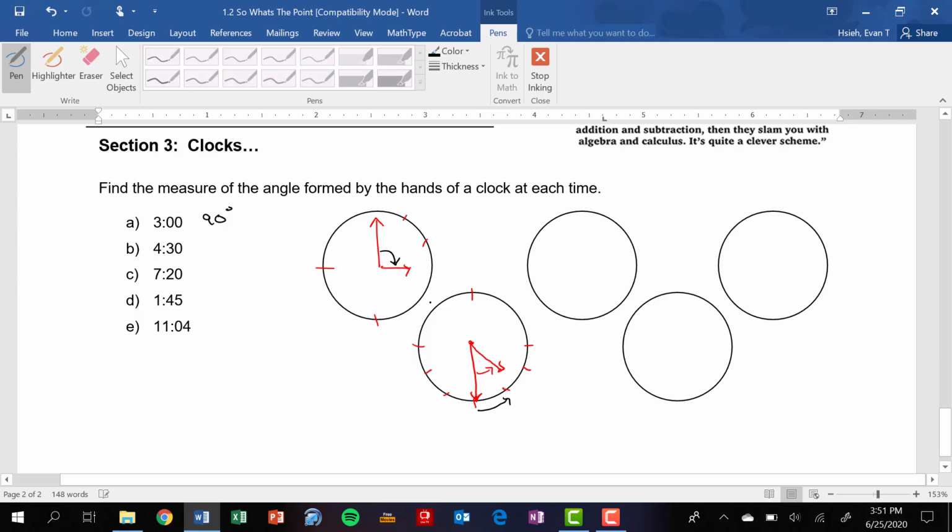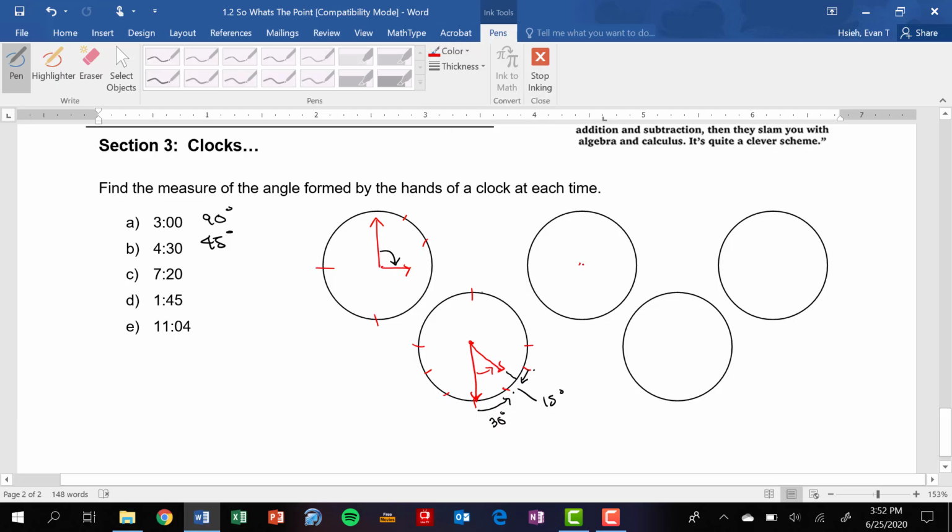Because there's 12 of those 5-minute increments, and there's 360 degrees all the way around the circle. So if I take 360 divided by 12, I'm going to get 30. So each of these is going to be 30 degrees. And you know that the big hand has gone halfway around the circle, so I know that the little hand has gone halfway from the 4 to the 5. And so that means that this must be 15, which makes this 45 degrees. All right, pretty simple, right?